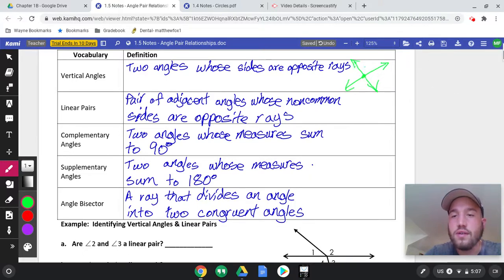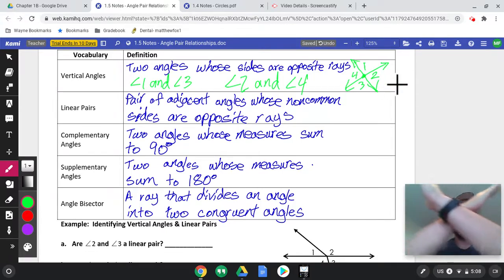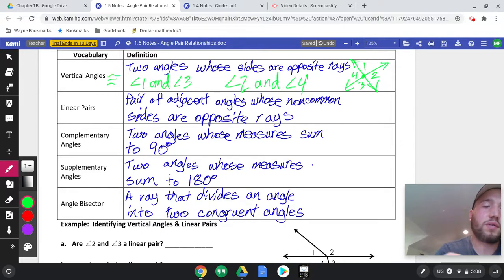Okay, so if I number these 1, 2, 3, and 4, the vertical angles here would be angle 1 and angle 3. Then we also have a set here, angle 2 and angle 4. We'll talk about this more later, but when they're vertical angles across the X from each other, think about it, this top part and the bottom part across the X are going to be congruent or equal to each other in value.